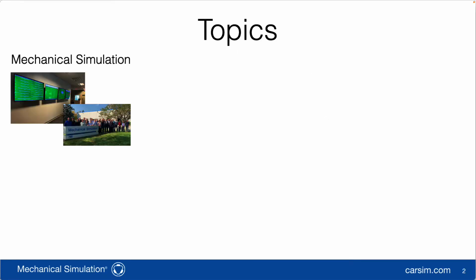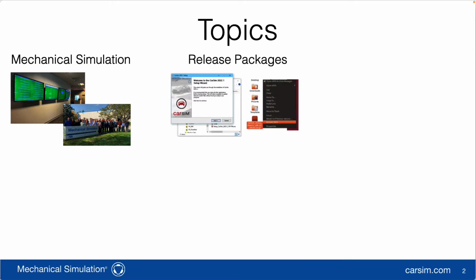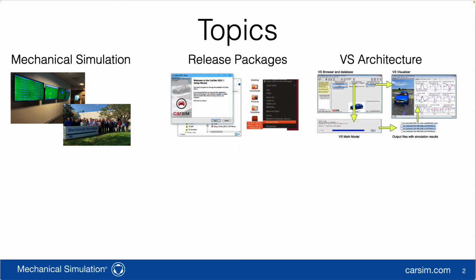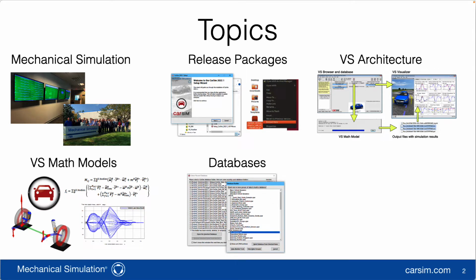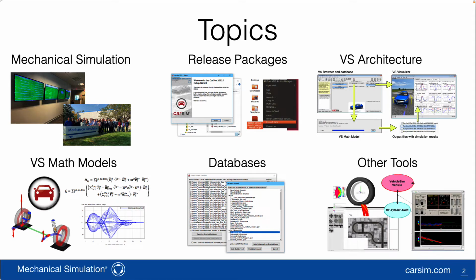I'll be covering 6 topics here. One is the company, Mechanical Simulation, who we are and what we're about. An overview of the release packages that we have for the different platforms. The architecture, which are features shared by all of our products, and details of the math models, mainly in CarSim and TruckSim, that we've added or improved upon since 2019. We made some major changes in how we provide example data sets, and with a database builder. We'll be looking at that a little bit. And then finally, we'll be seeing how we play well with other simulation tools. So our stuff works in the overall simulation environment.